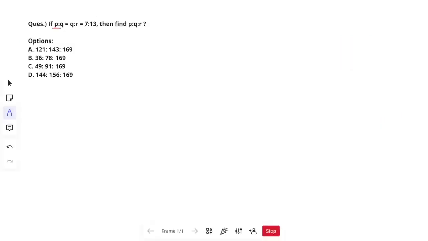The question is, if P is to Q is equal to Q is to R is equal to 7 is to 13, then we have to find the ratio P is to Q is to R, and we are given different options. We have to select the final answer from these given options. Let's try to solve this question.